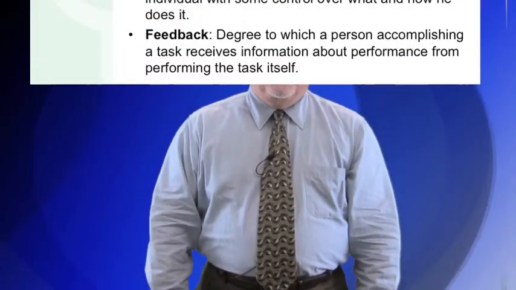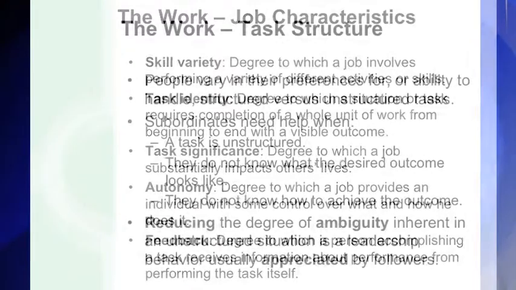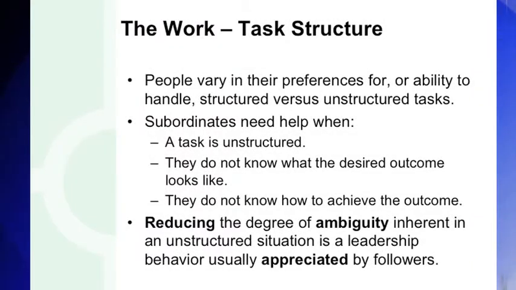The book also goes into the work on job characteristics itself in terms of the situation: the skill variety, task identity, task significance, autonomy, feedback. And I encourage you to go through these and read these, get a better sense of these. They're pretty straightforward in the book. Talks about the actual task structure of work and being very clear about task. You know, the tasks that are to be done.